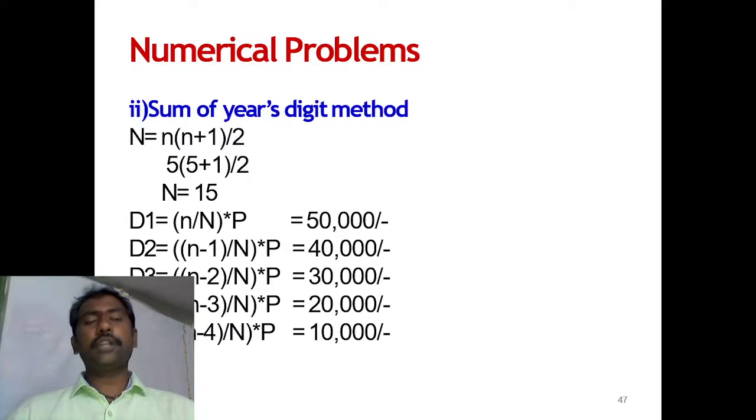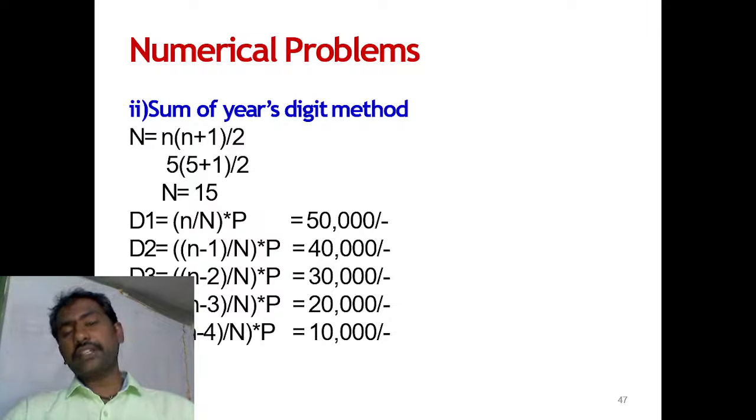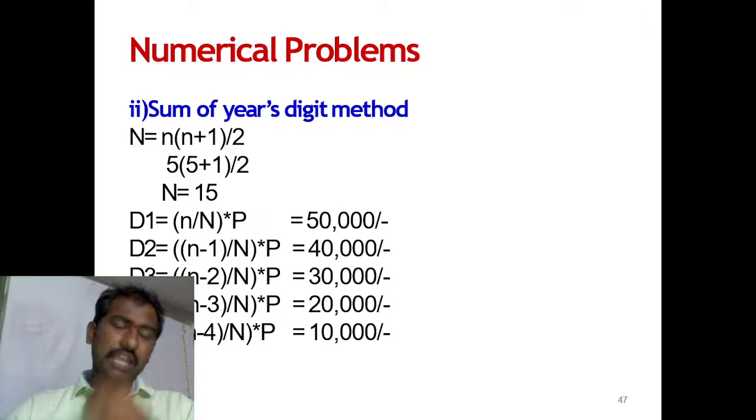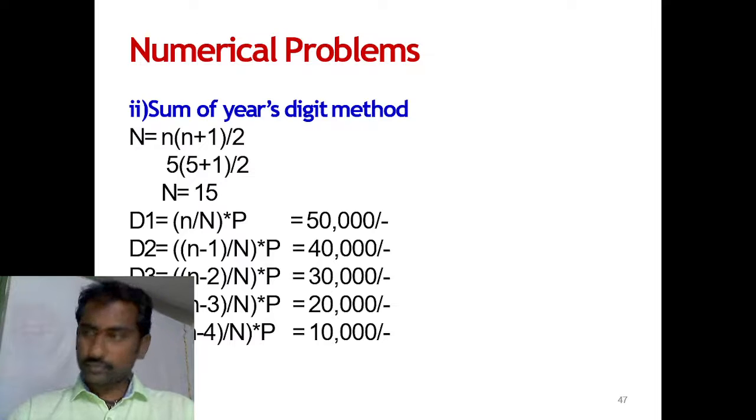And while coming to the sum of the years digits method, first we find the sum of the digits, that is nothing but capital N. So that capital N can be determined by using the useful life of the equipment. So what is the useful life of the equipment? N. So in this problem that N value is 5.